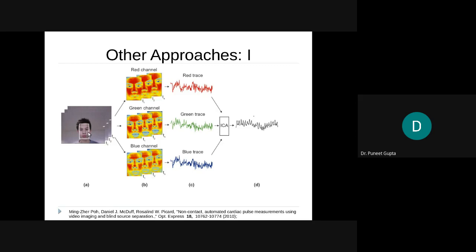The face is detected using the Viola-Jones detector. Then for the face, you take the red channel, green channel and blue channel separately, average them and get the first value. Then take the second frame, average them, get the second value. That's how you get one temporal signal for red, then for green, then for blue. Then you perform ICA as blind source separation and you get the output.